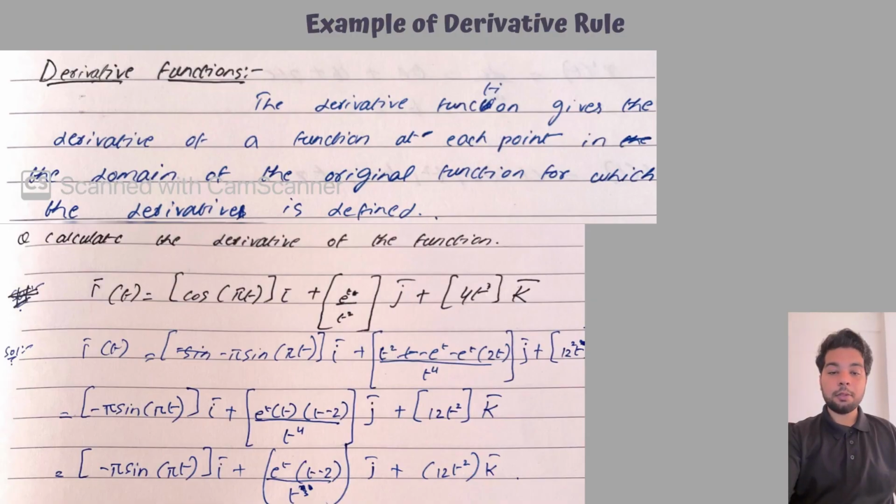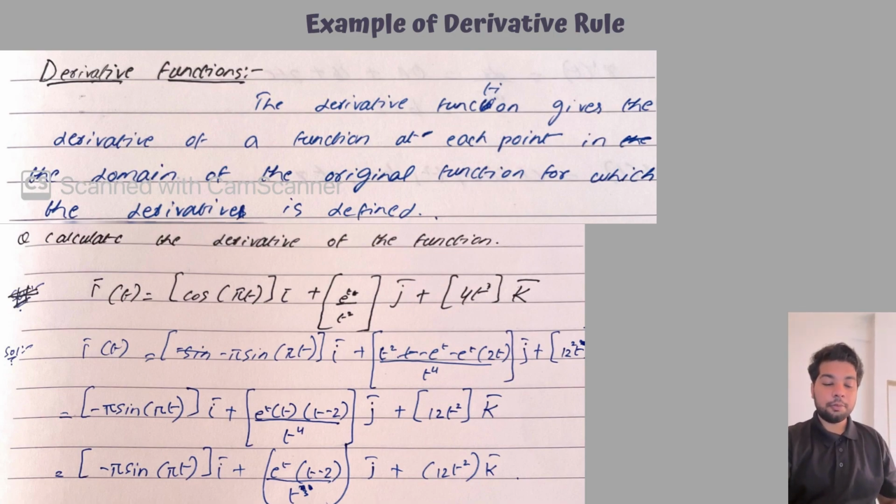My name is Hamza. Matric number BD220008. Today we'll be talking about the derivative function. First, the definition. The derivative function gives the derivative of a function at each point in the domain of the original function for which the derivative is defined. Then there is an example.